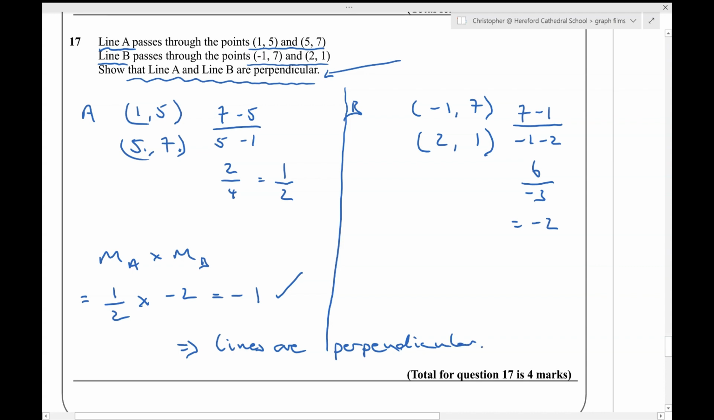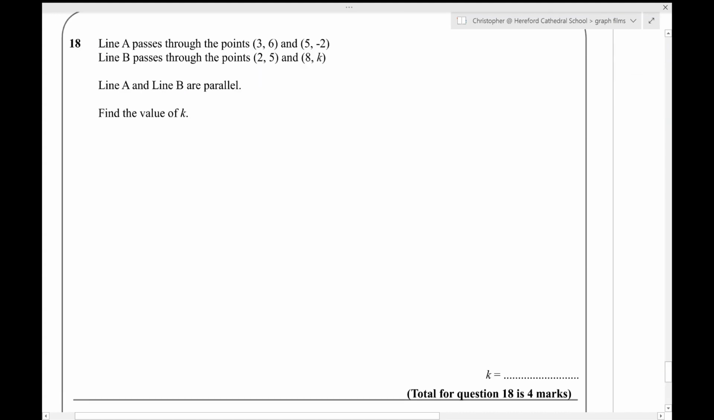Question 17, done. Question 18. All right, I've got line A, which passes through the points (3, 6) and (5, -2). And I've got line B, which passes through (2, 5) and (8, k). I'm told they're parallel. Find the value of k.